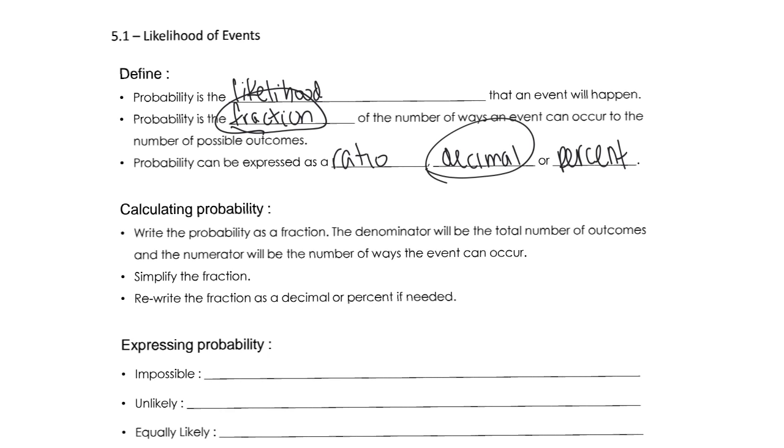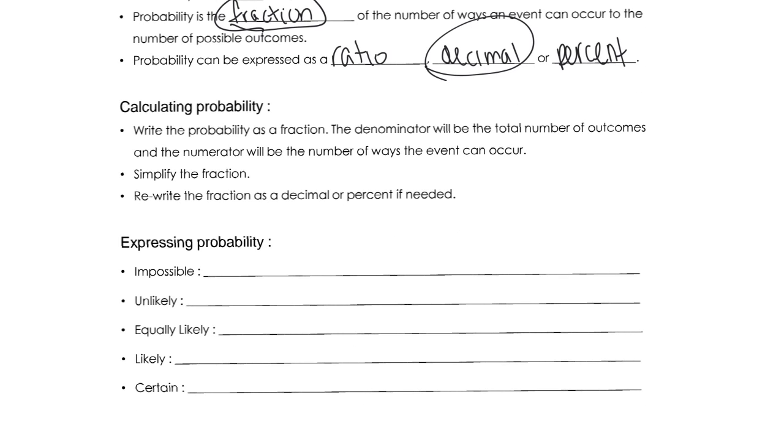Okay, so when you're calculating probability, you write the probability as a fraction, where the denominator will be the total number of outcomes, and the numerator will be the number of ways an event can occur. Then you simply simplify the fraction, and then rewrite it as a decimal or percent.